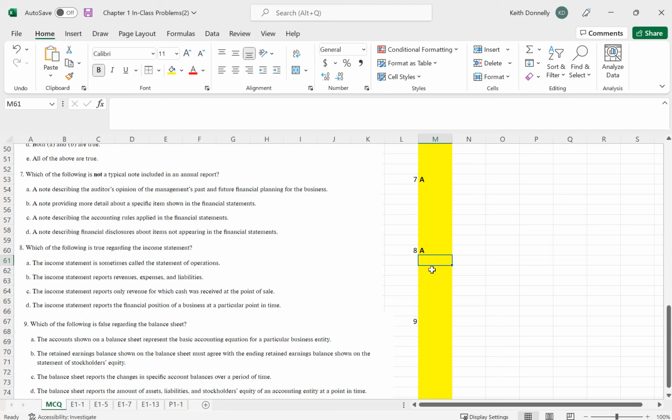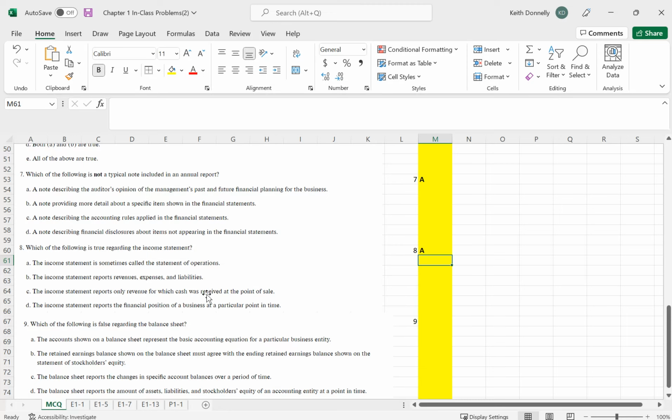So sometimes the income statement is called the P&L, the profit and loss. Sometimes it's called the statement of operations. It's like the balance sheet. Sometimes it's called the statement of financial position. All means the same thing, just a different term for it. So if that's true, why are these false? It says the income statement has revenues, expenses, and liabilities. Well, that's false. Yes, we do have revenues and expenses, but we don't have liabilities. Those are on the balance sheet.